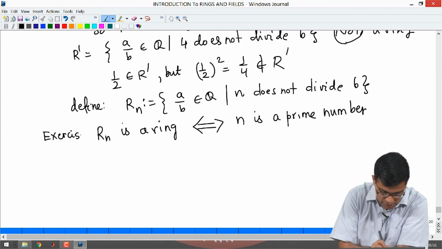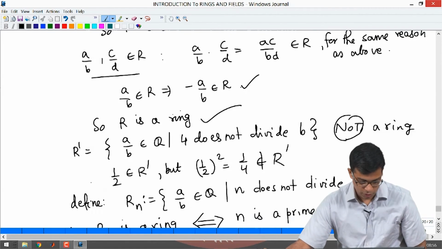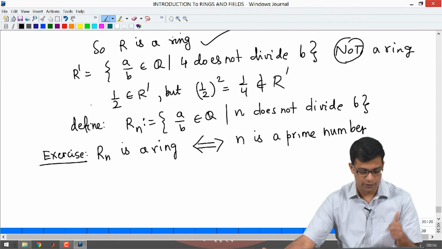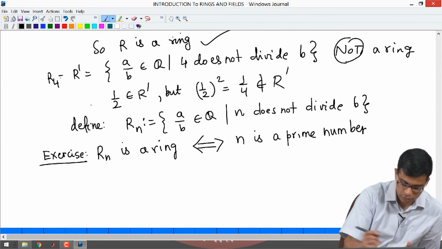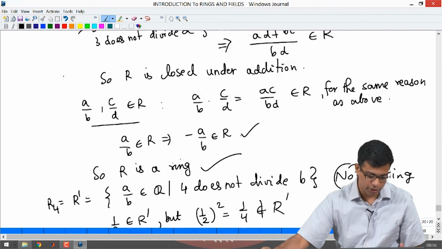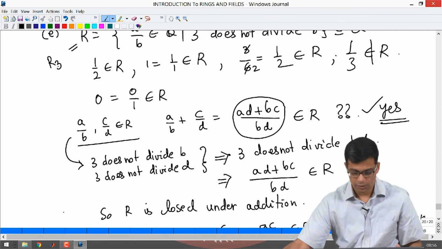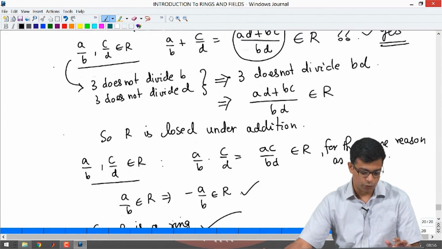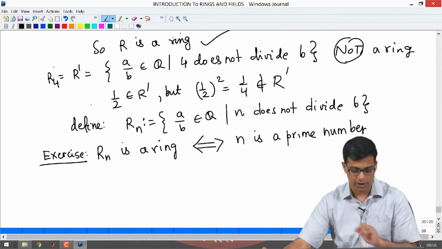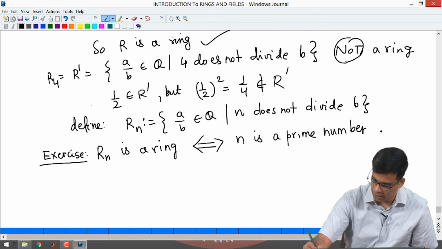Using the ideas in this problem, you can prove this. I have given you two examples of R_n, when n equals 3 and 4. Say R prime is R_4, in my notation now, and here R is R_3. So R_3 was a ring, we checked; R_4 was not a ring, we checked. Now I am asking you to prove the general statement: R_n is a ring if and only if n is a prime number.